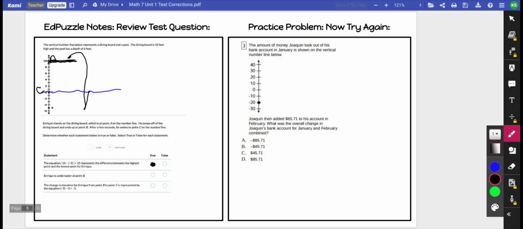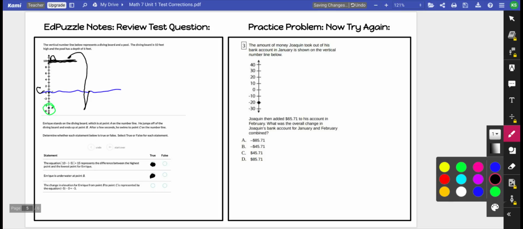So let's see. Enrique is underwater at point B. Well, point B is down at the bottom. And we said that C is the water line. So yes, he is below the water at point B. So that would be true.